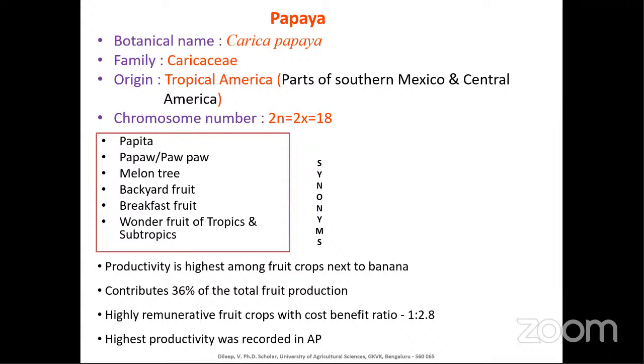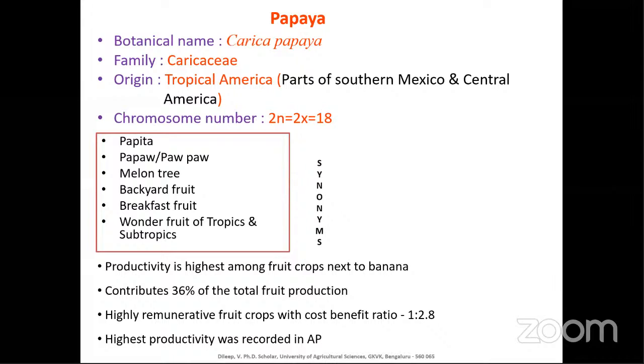I have already told you in the last class that whatever synonyms there are, you have to mug up everything. The question may be asked directly, not by the crop name, but starting with the synonyms. They may ask, like, the chromosome number of melon tree. So you have to be well versed with both the crop name and all the synonyms.